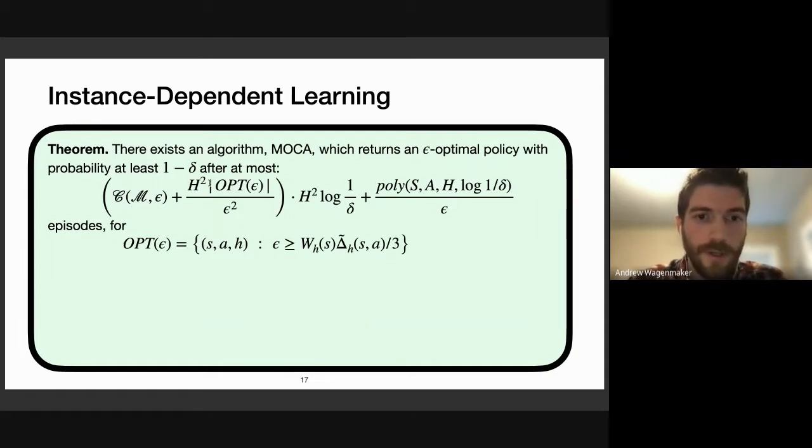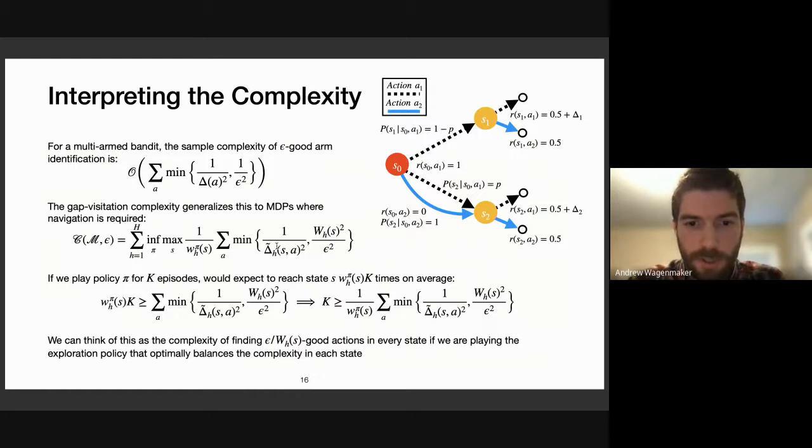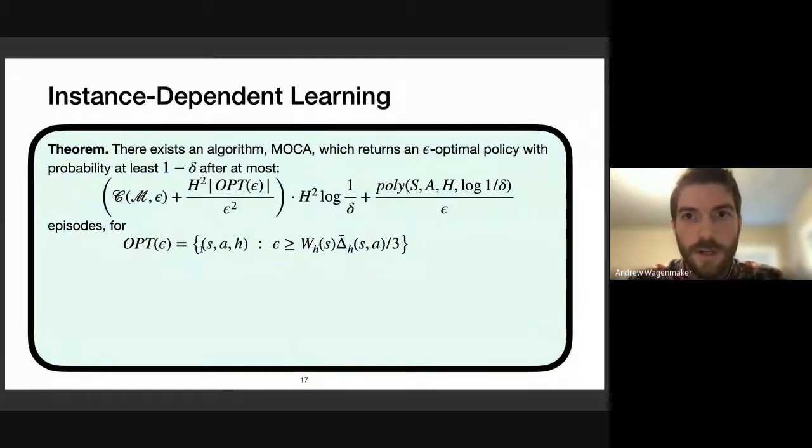And this extra term here, it's scaling as the size of the set opt epsilon divided by epsilon squared. And this set opt epsilon, if you recall from here, what we really quantified was we're learning epsilon over WH S good actions. So this set opt epsilon contains all the actions that are close to optimal, the actions that have gap less than epsilon over WH of S. So it's sort of the actions you haven't yet eliminated. You have to pay this 1 over epsilon squared for each of these.